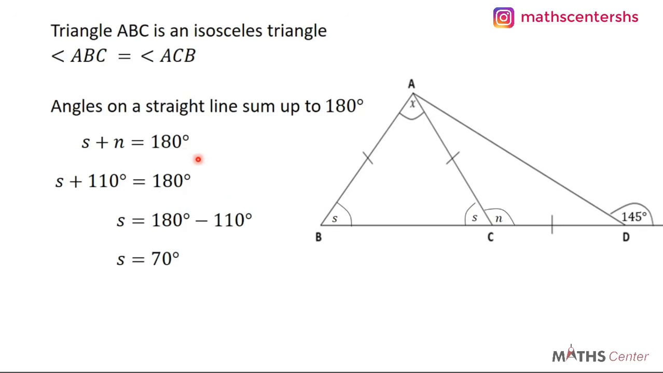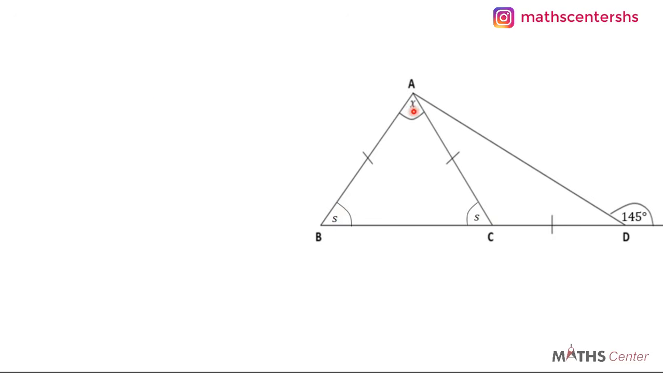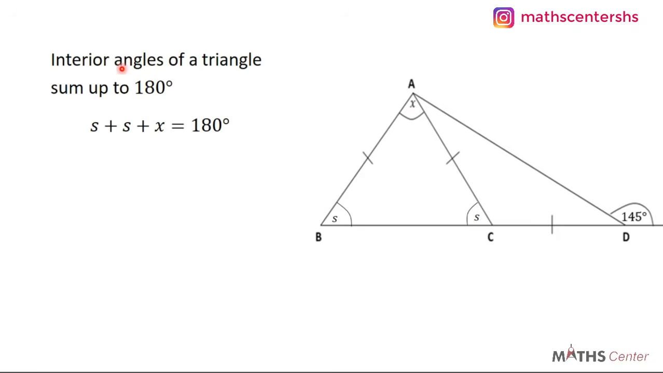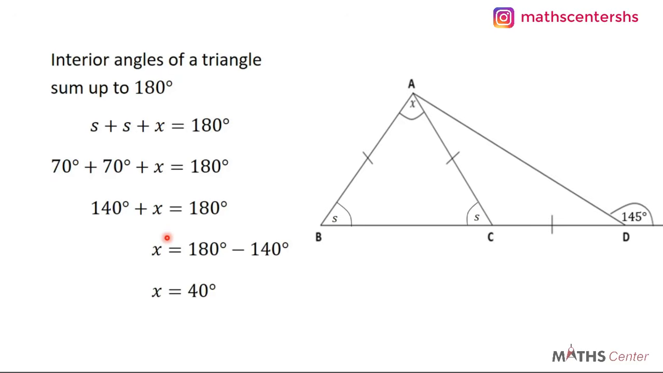Remember, the question is not telling us to find the value of this angle here, which is S. We are finding the value of S here. So with this, we know that interior angles of a triangle add up to 180 degrees. So S plus S plus X is equal to 180 degrees. We have found S to be 70 degrees. So 70 degrees plus 70 degrees plus X here will give us 180 degrees. We simplify, we are getting 140 degrees plus X is equal to 180 degrees. So X will give us 40 degrees.